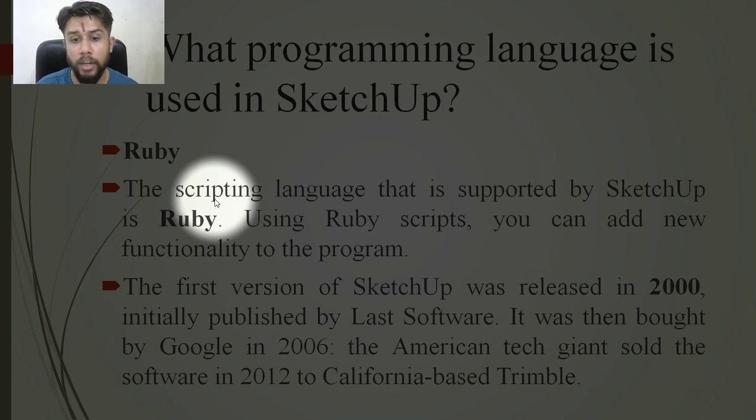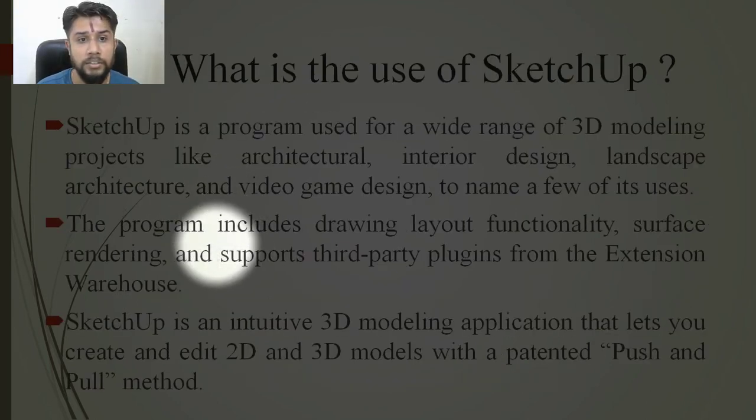was bought by Google for convenience, and in 2012 Google sold it to the California-based company Trimble Incorporation. SketchUp is a program used for a wide range of 3D modeling projects for architectural, interior design, landscape architecture, and video game design. This program includes drawing, layout functionality, surface rendering, and supports third-party plugins from the extension warehouse.